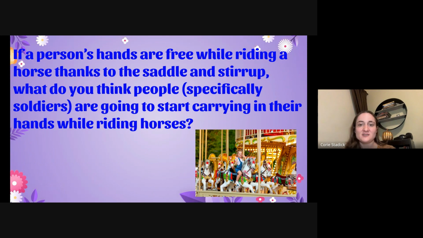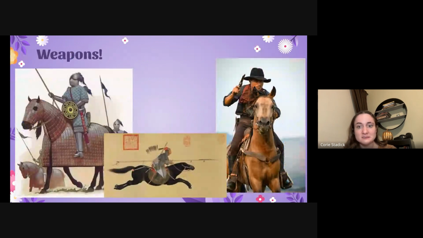If a person's hands are free while riding a horse, thanks to the saddle and stirrup, what do you think people, specifically soldiers, are going to start carrying in their hands while riding horses? Weapons! Yes, yes, weapons.